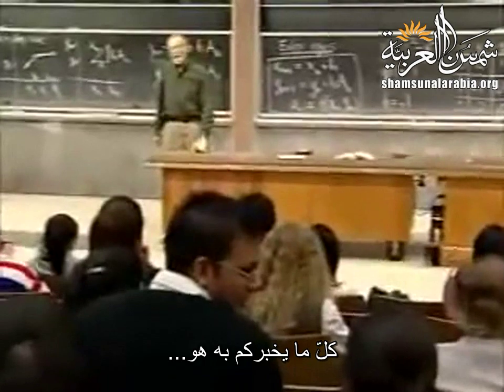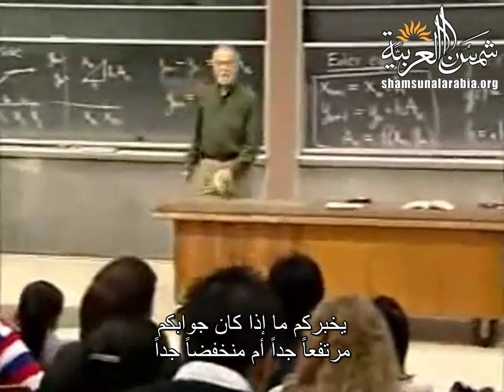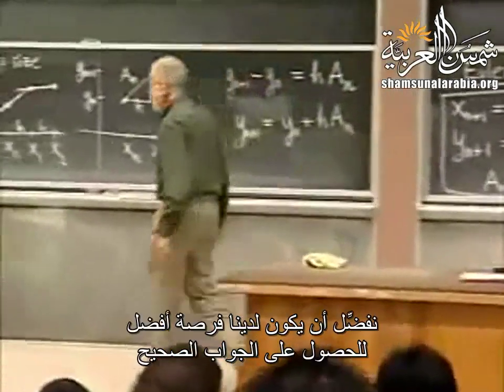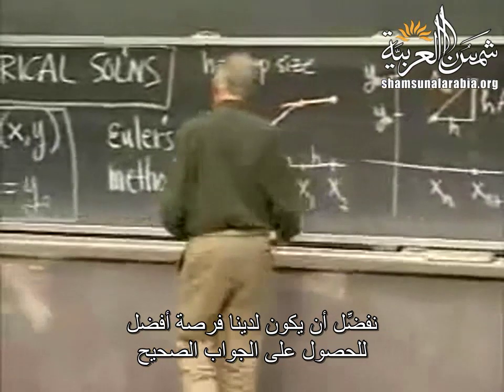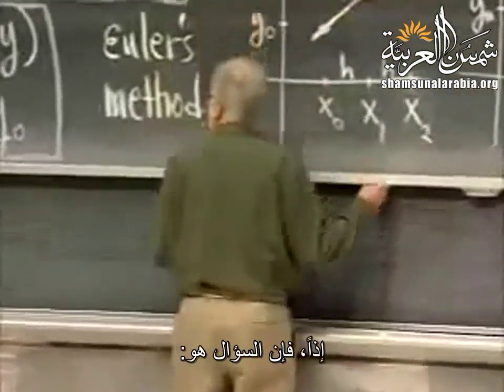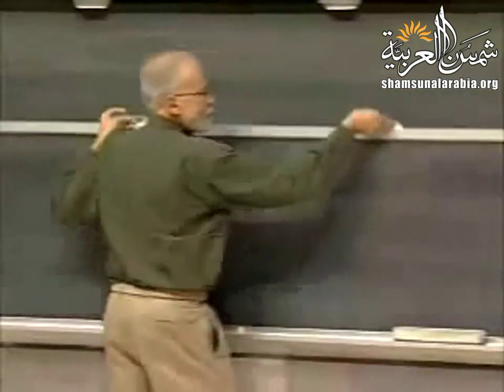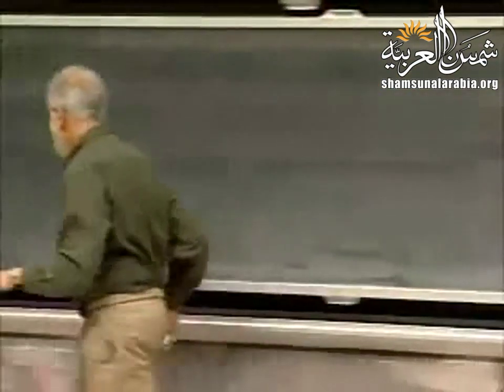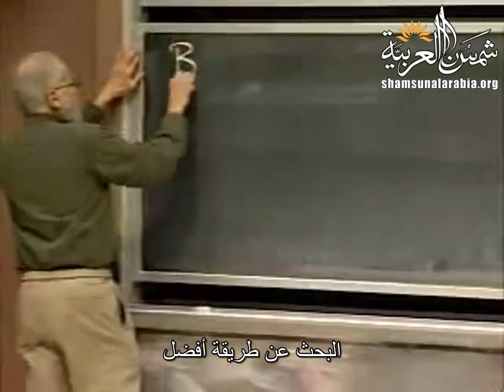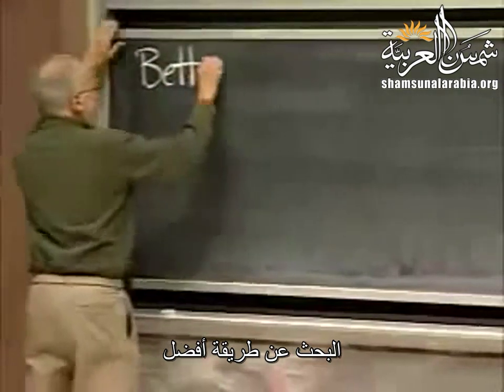All it tells you is that your answer is going to be too high or too low. We'd like a better chance of getting the right answer. Now, so the question is, how do you get a better method? Searches for a better method.